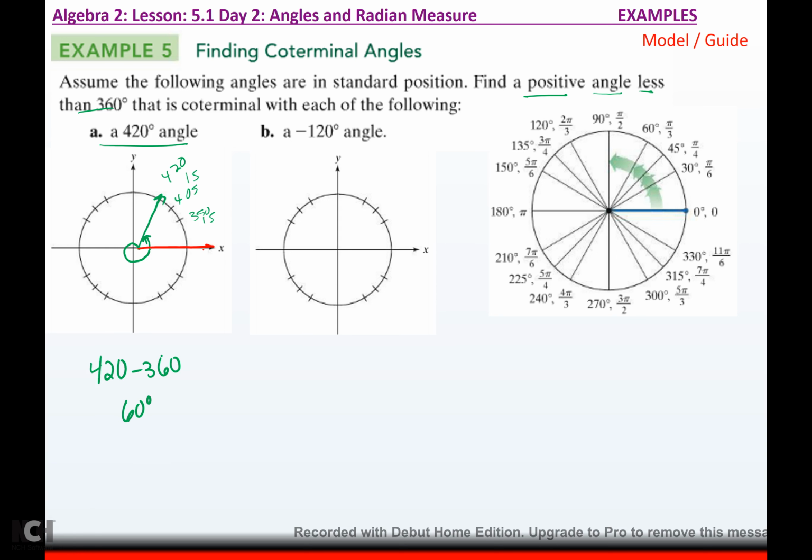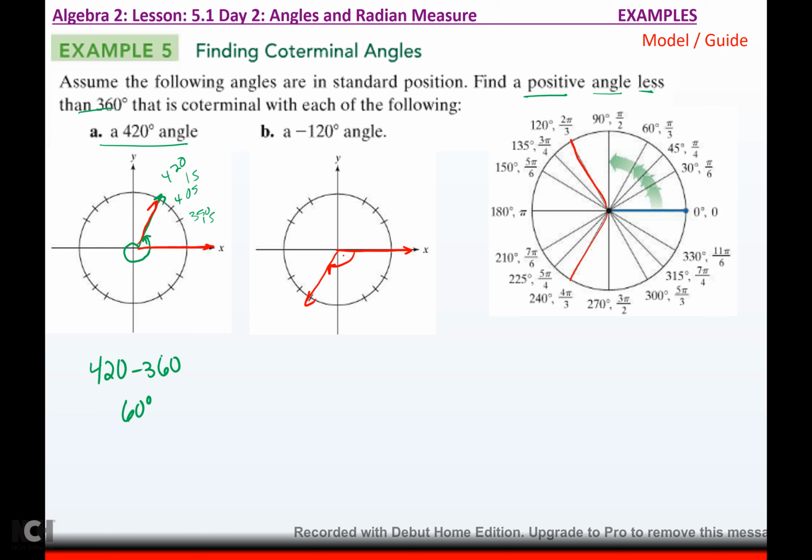60 degrees would be here. Do you see that they have the same terminal side? 420 and 60 degrees are coterminal angles. Okay, so now we've got negative 120. Well, positive 120 is up here, so negative 120 would be down here. So there's your negative 120.